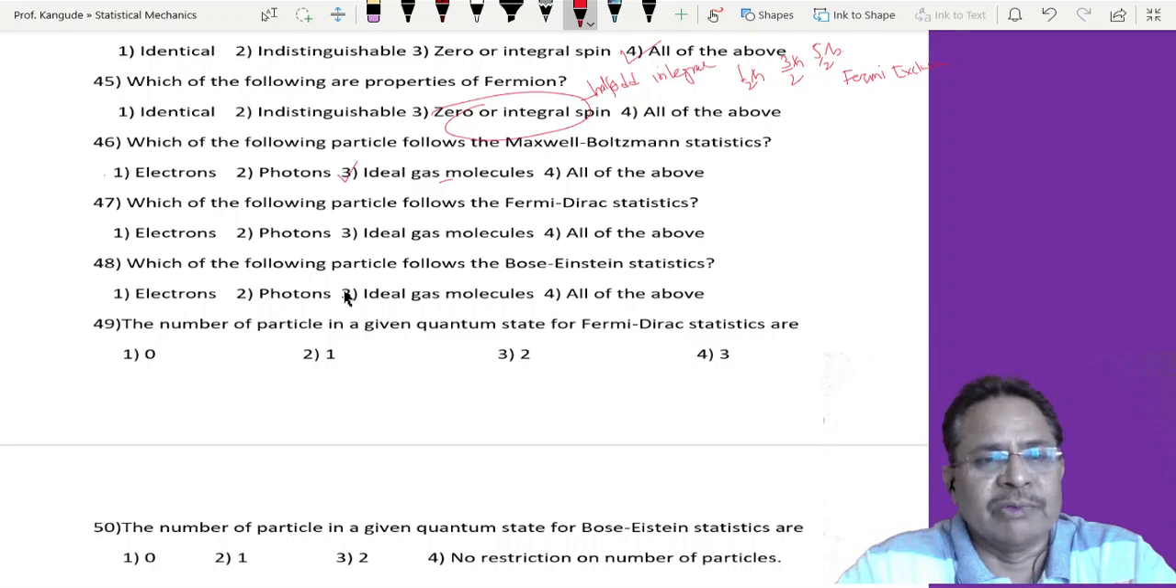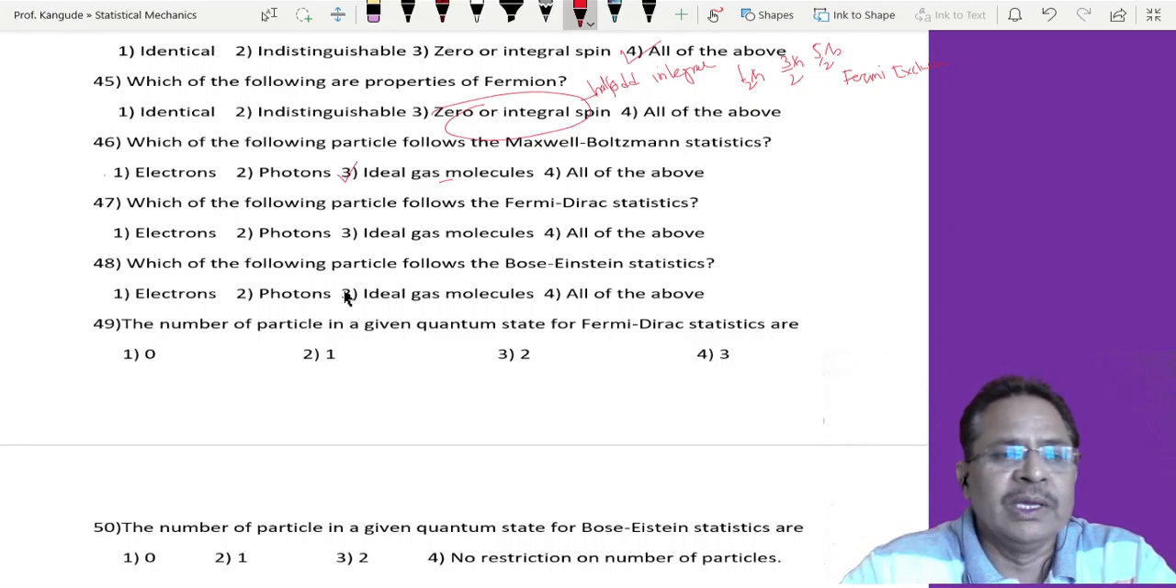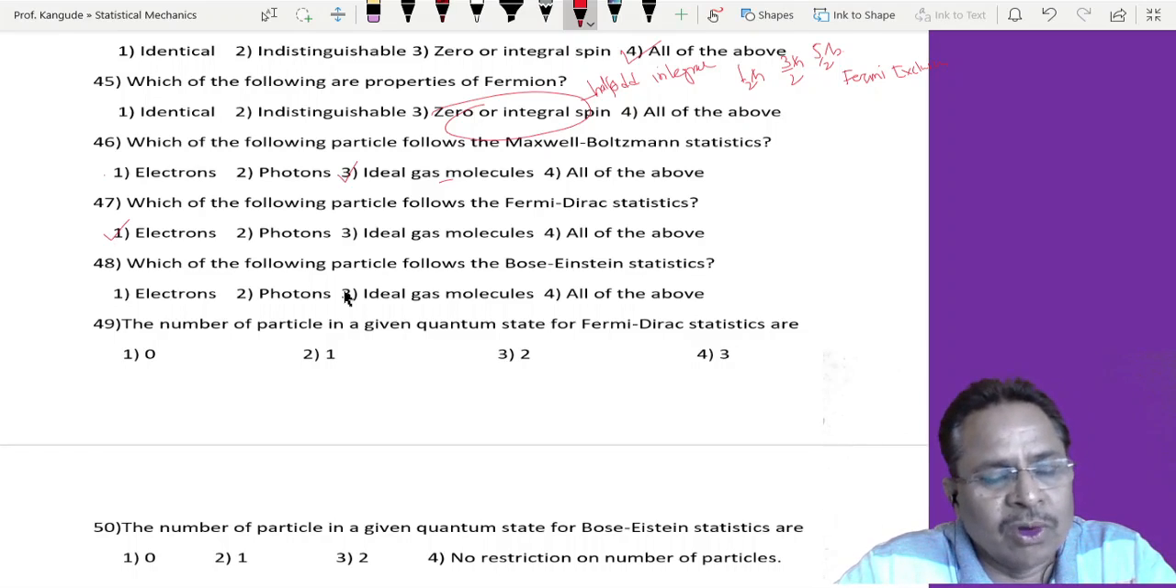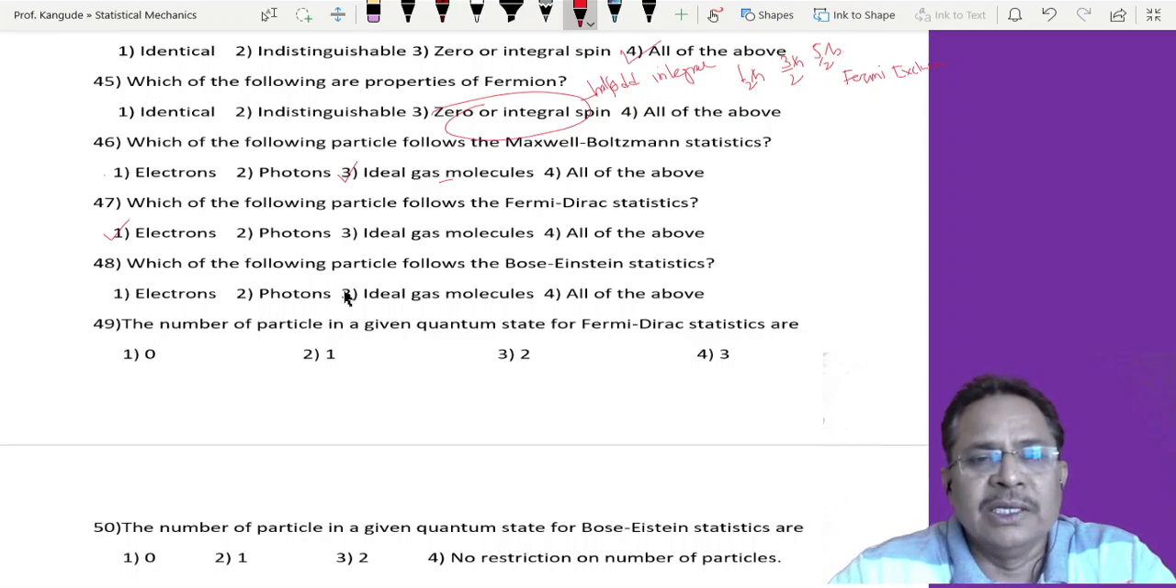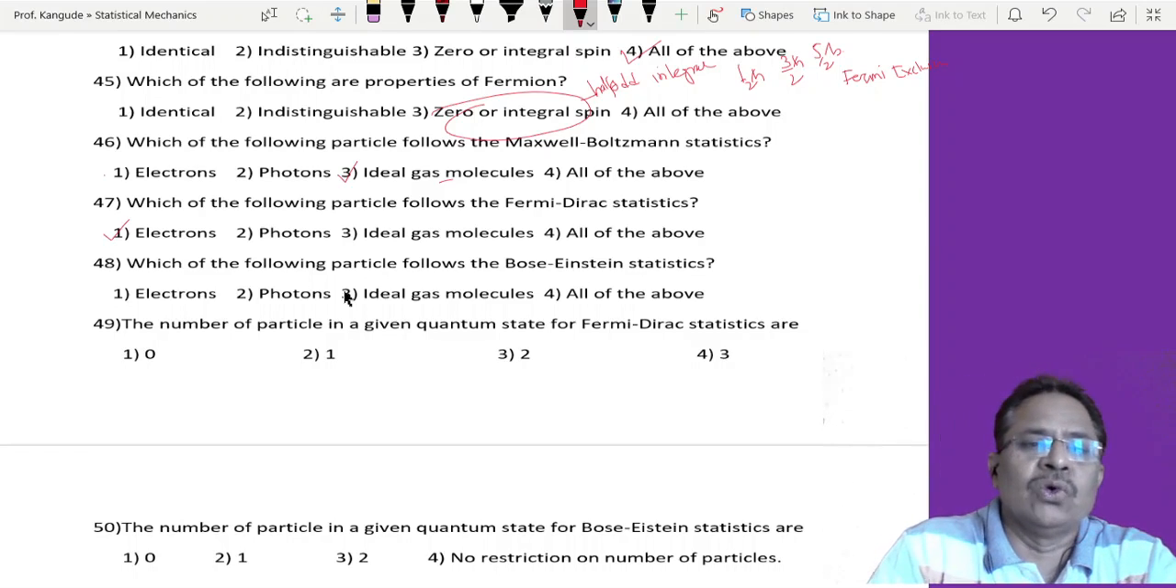Then question number 47, which of the following particles follow Fermi-Dirac statistics? As in our earlier case we have seen, electrons are fermions, so they must obey the Fermi-Dirac statistics. Photons are bosons, they will go for Bose-Einstein statistics. Ideal gas molecules obey Maxwell-Boltzmann statistics. So the first option is the correct option for question number 47.